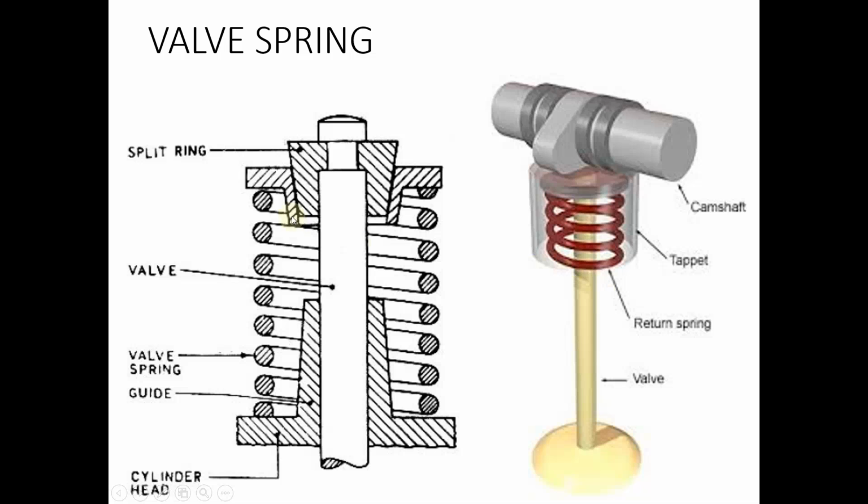You can see the arrangement of the valve spring. So this is the tappet mechanism, which pushes down the valve. The pushing of the valve will compress the spring, and when the cam profile or the lobe passes the tappet, due to the spring action, the valve again closes.